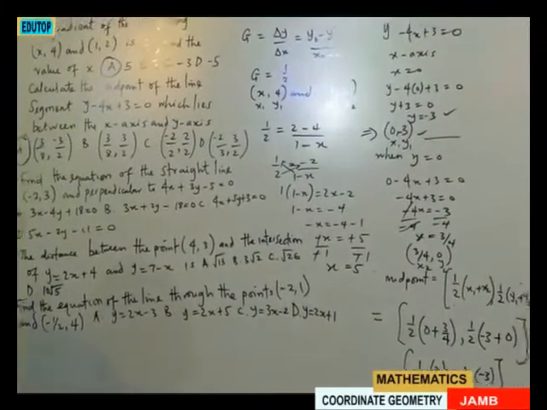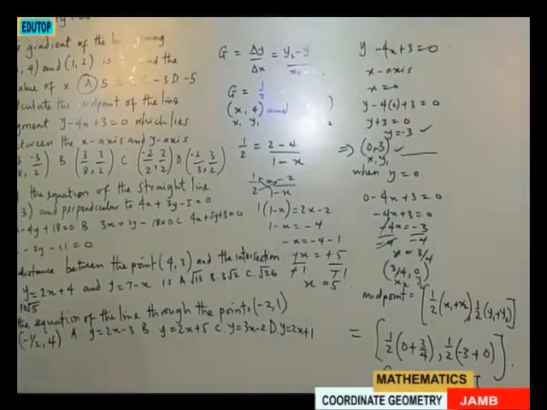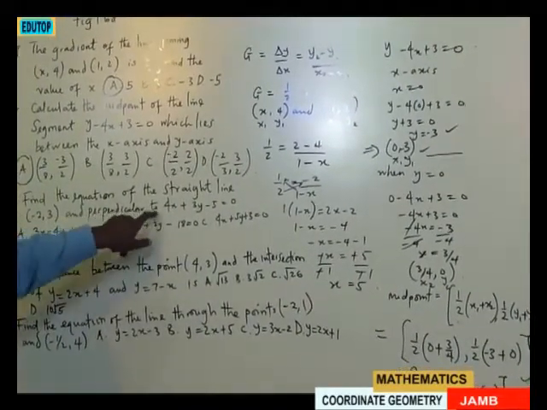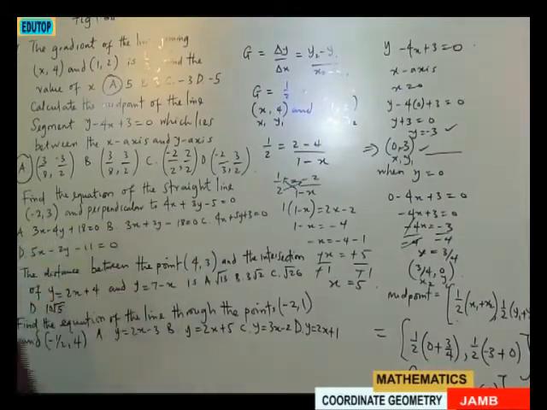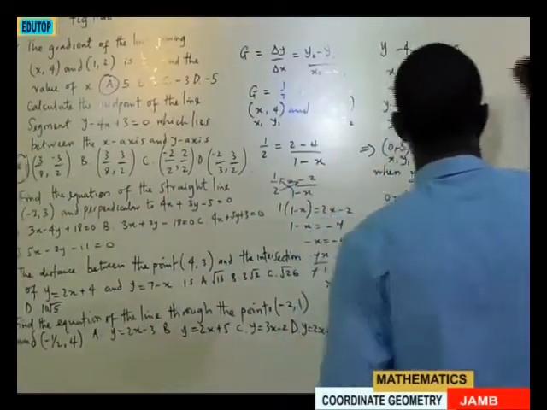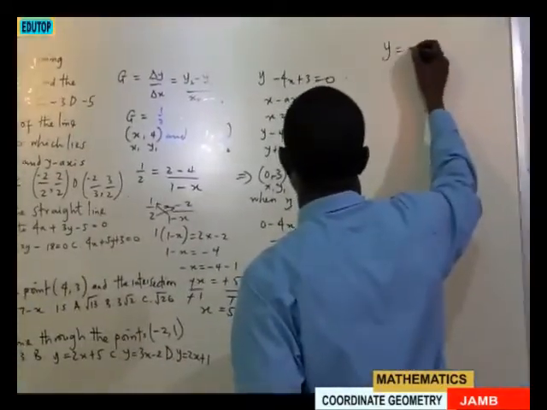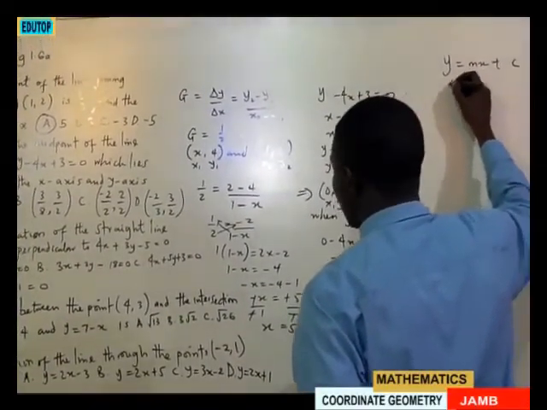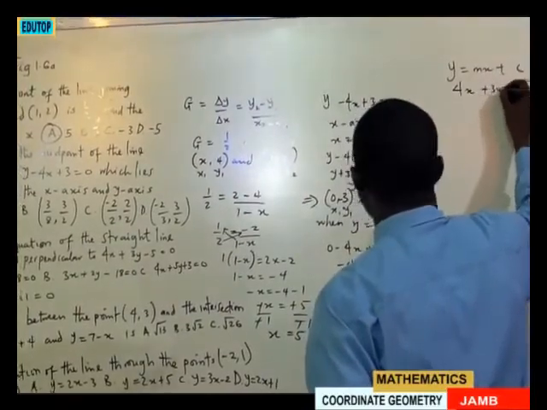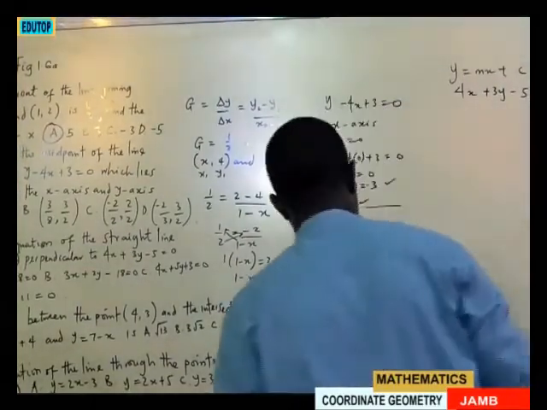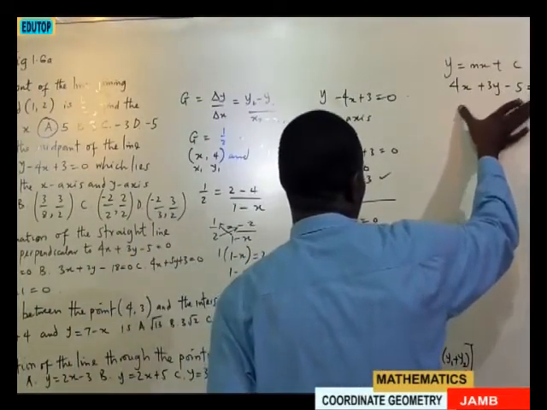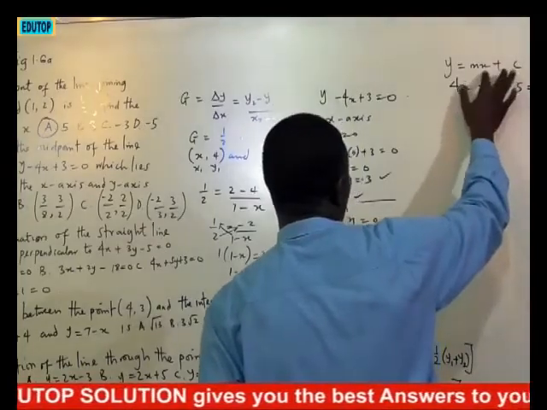Then the next question is, find the equation of a straight line through the point minus 2, 2 over 3, and perpendicular to 4x plus 3y minus 5 equals 0. The way to do this is simply, we know that the equation of our line is y equals mx plus c. So the first thing is our original equation, 4x plus 3y minus 5 equals 0. We try to restructure it to take this format.